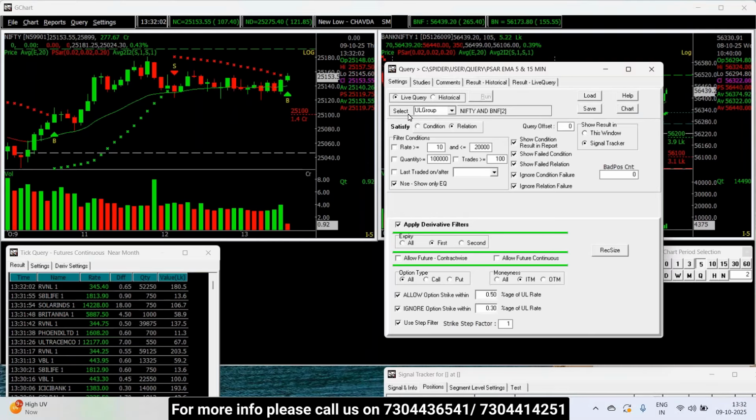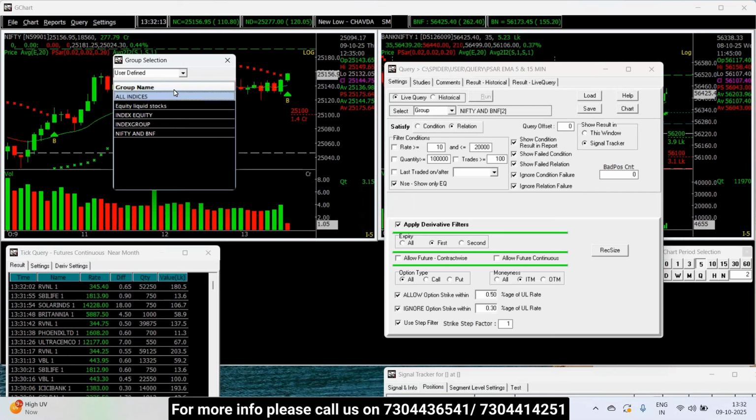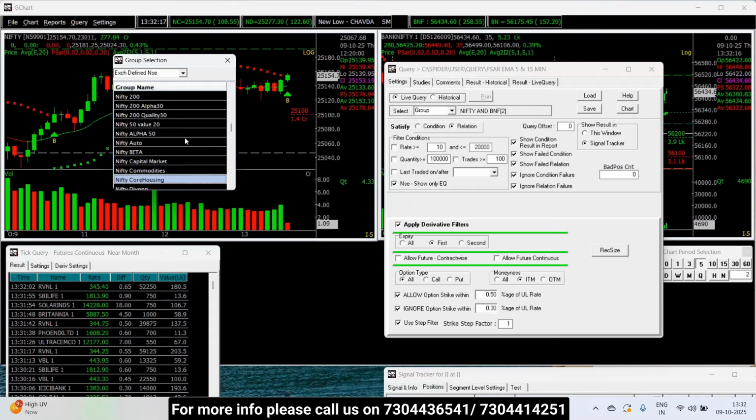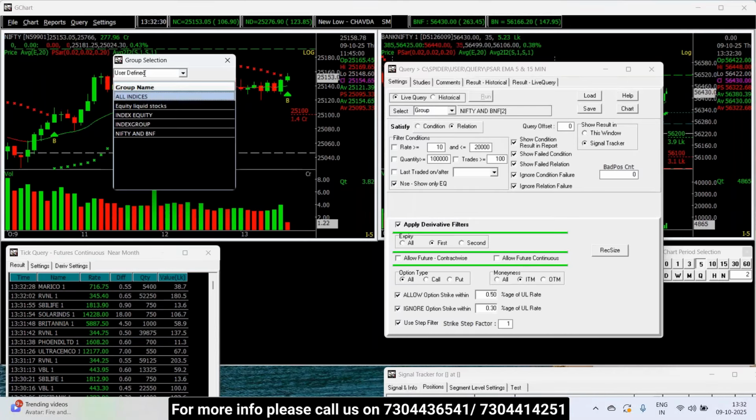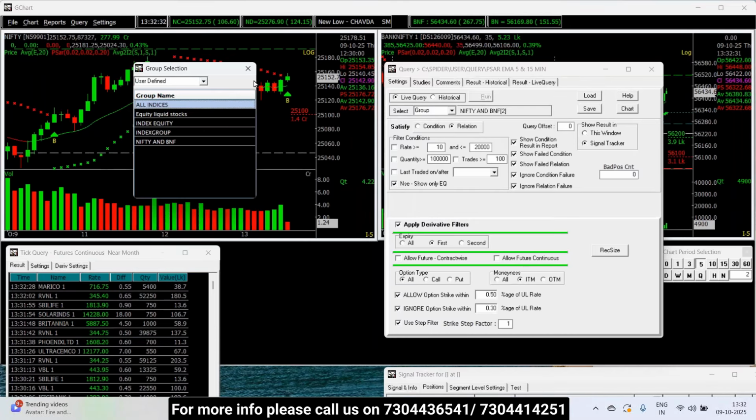You can see select UL group here, correct? Here you can choose any one: NSE derivatives, NSE futures, NSE options, or if you want, we also have some predefined groups. You can see all the indices have been divided, and you can choose any one of the indices, and it will come into that group, and from that you will get buy and sell signals. Or else user defined. User defined is the one where we define groups ourselves.